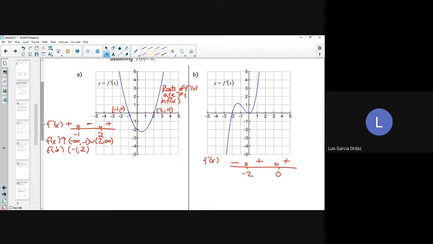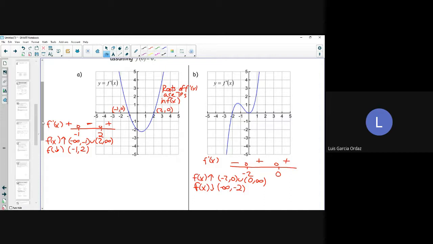However, what this means for my parent function or my normal function f of x, it talks about my intervals of increase and decrease. So my f of x is increasing between -2 and 0, and 0 and infinity, and it is decreasing from -infinity to -2.